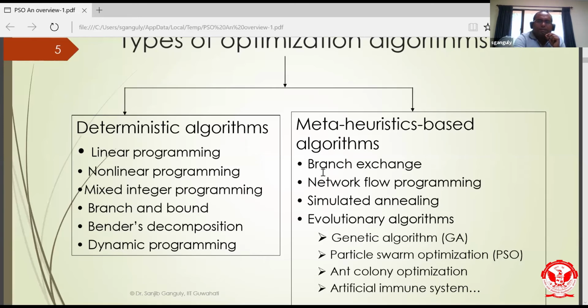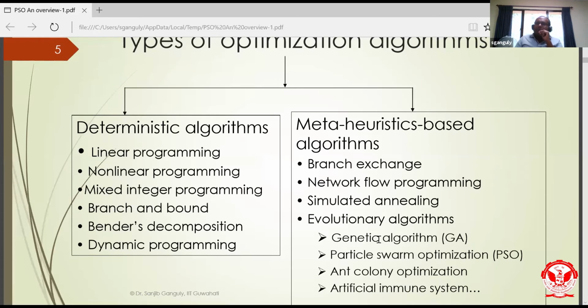Among these are initially branch exchange, which nobody uses nowadays, network flow programming, simulated annealing, and some of the evolutionary algorithms, which are also metaheuristic based but nature inspired. For example, genetic algorithm. Genetic algorithm is the first kind and the most used of the evolutionary algorithms. It is inspired by genetic behavior, like crossover, mutation, and so on.